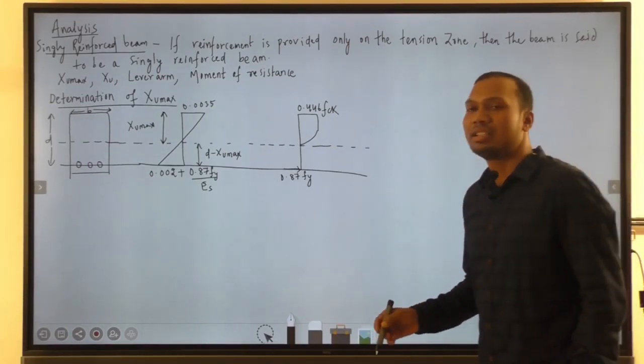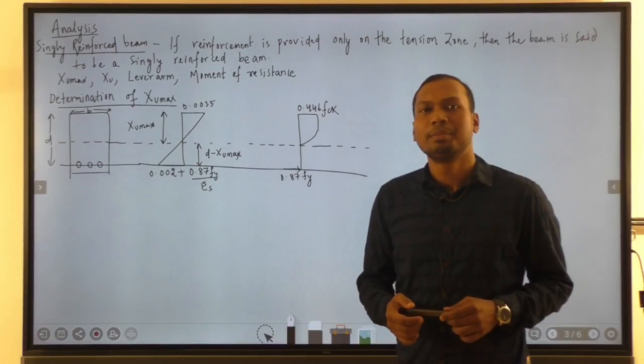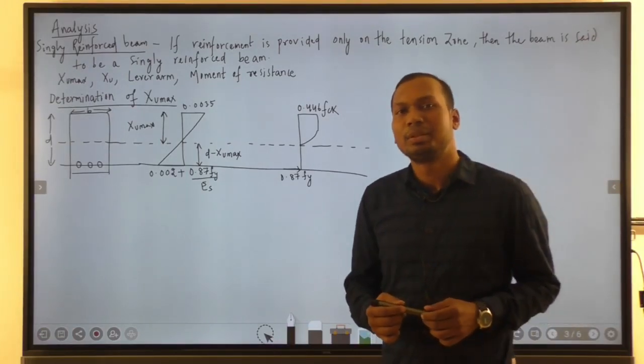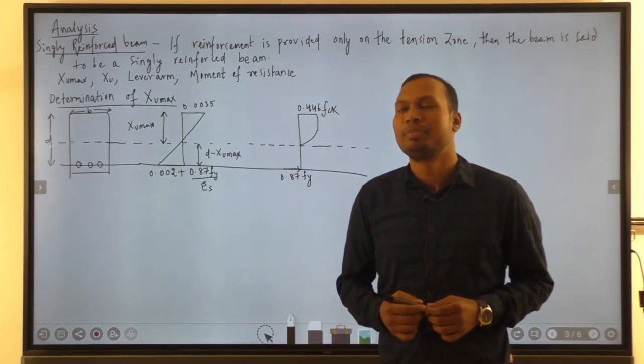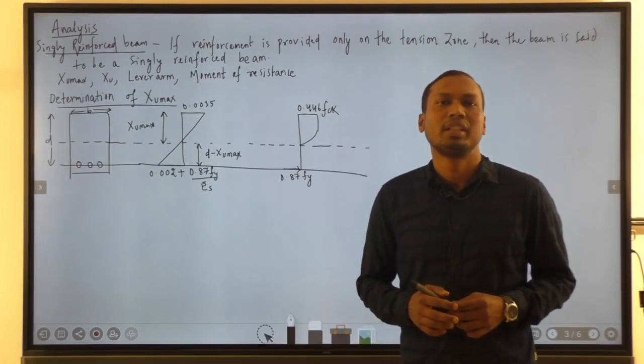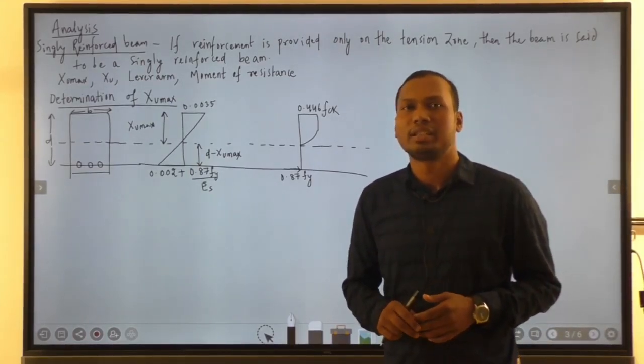If we see the analysis part, first of all, what is a singly reinforced beam? If the reinforcement is provided in the tension zone, then the beam is said to be a singly reinforced beam. In analysis, we are actually going to determine Xu max, Xu, the lever arm, and the moment of resistance.